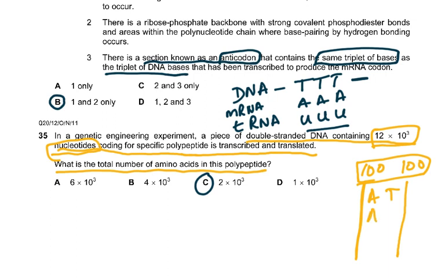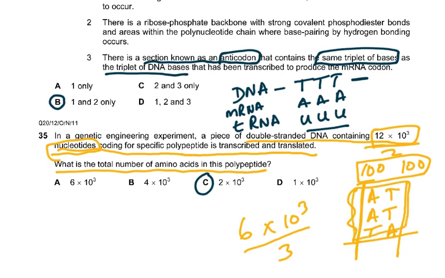Now you know that AAT or TA codes for one amino acid. So first you have to halve this, or divide it by 2, and then you divide it by 3. So it will be 6 × 10^3, and then you divide it by 3. Why do you divide it by 3? Because every 3 bases code for one amino acid.